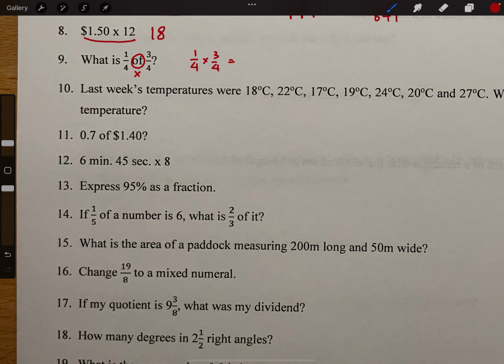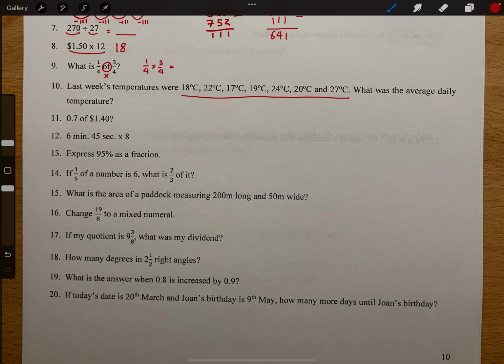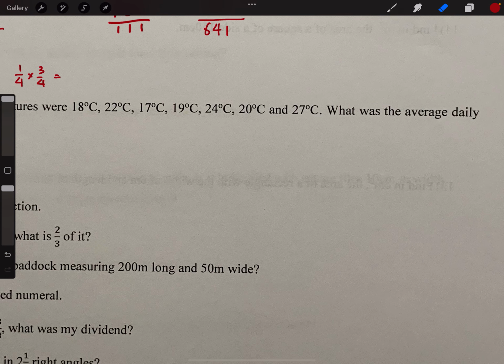Now question 10 says last week's temperature was all of these. What was the average daily temperature? For those of you who don't know how to do the average, to find the average of a bunch of numbers, how many numbers we got here? We got 1, 2, 3, 4, 5, 6, 7. We got 7 numbers. To find the average of all of these 7 numbers, we need to add them all up. And then we need to divide it by how many numbers? We got 7 numbers, so we divide it by 7.